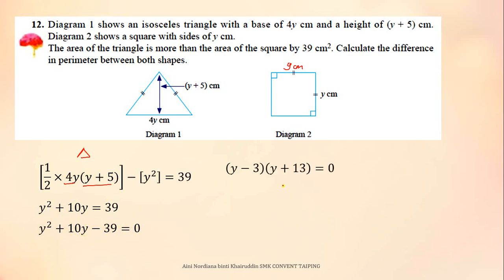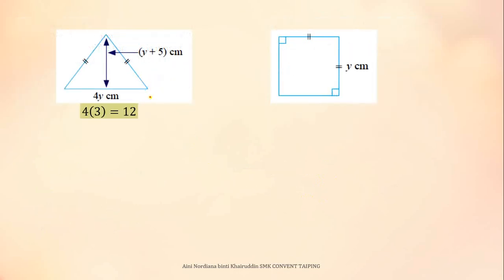Factorize this equation, and then you'll get the values of y, which is 3 and negative 13. So we ignore this because the length cannot be a negative number. Then substitute y with 3. So the base here is 12 and the height of the triangle is 8 and the length of the side of this square is 3. So to find the perimeter of this triangle, we must find the value of this length.